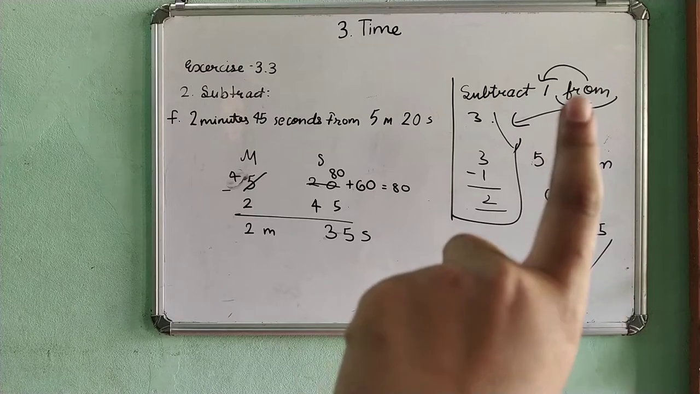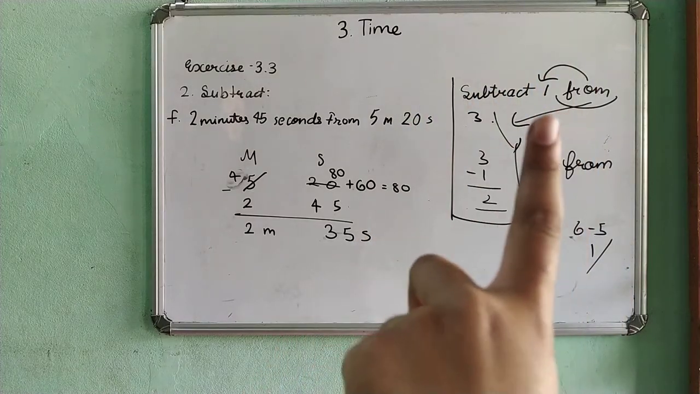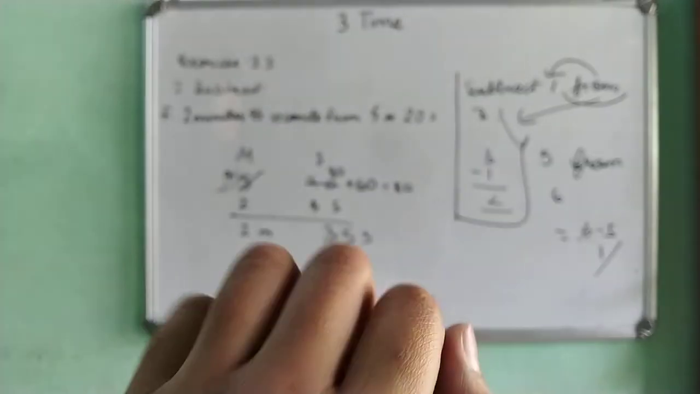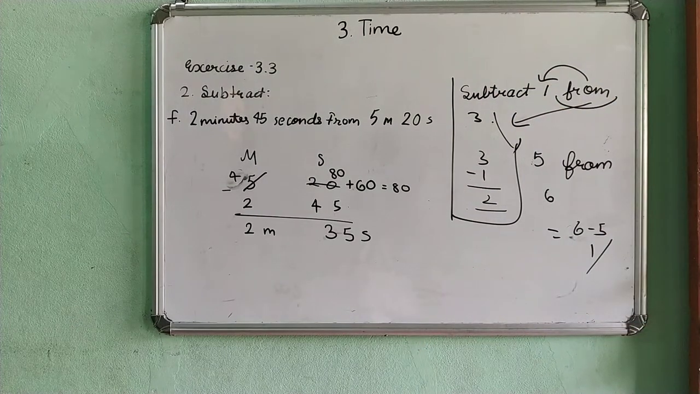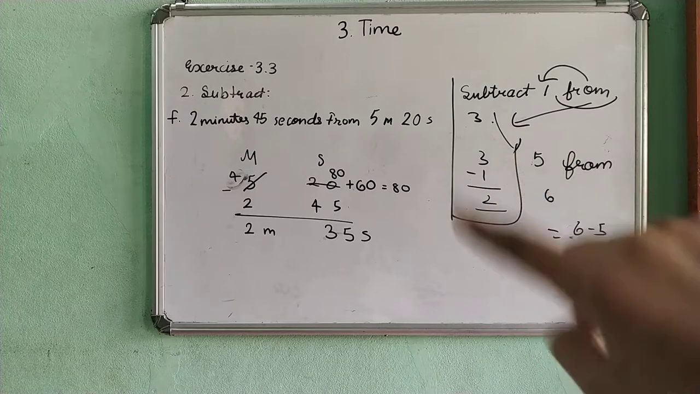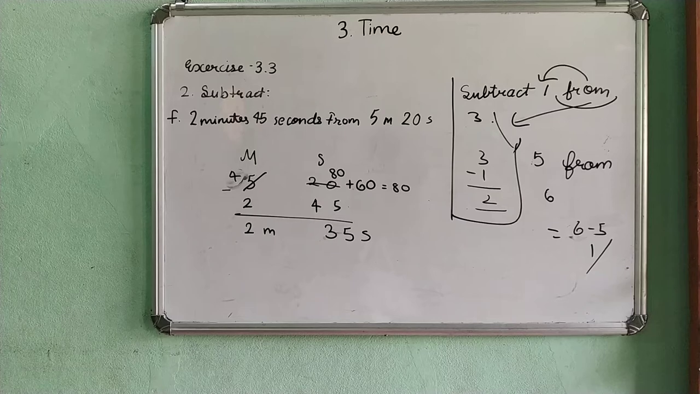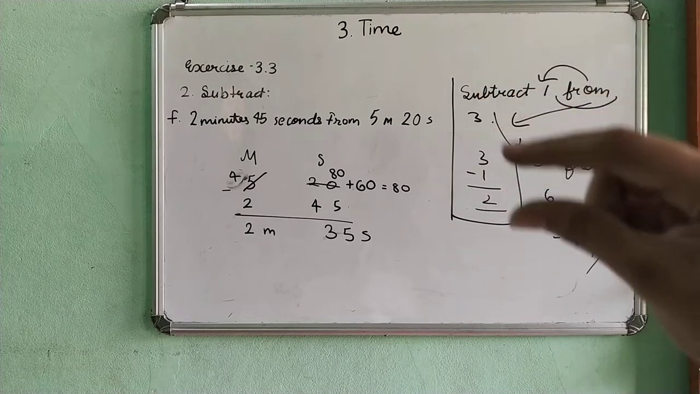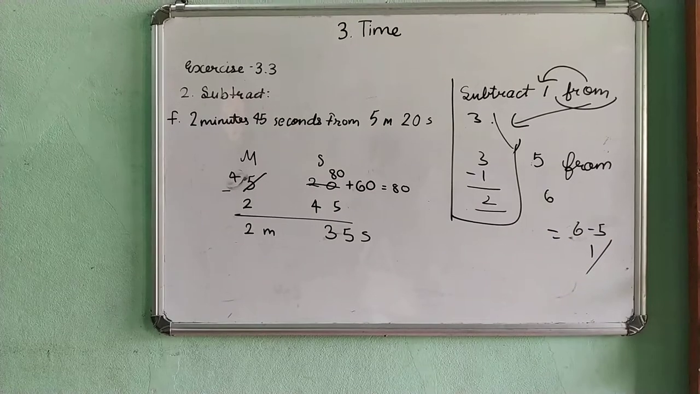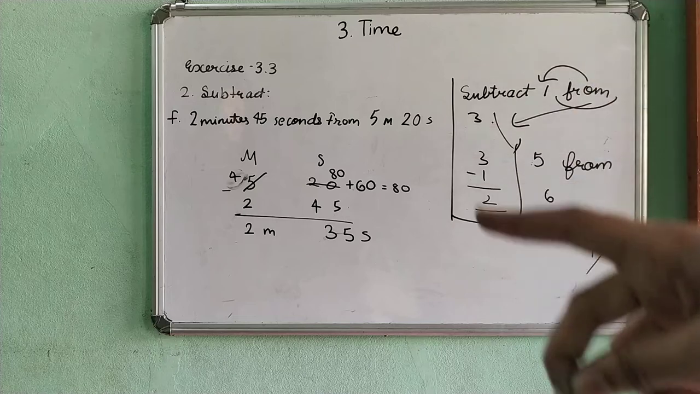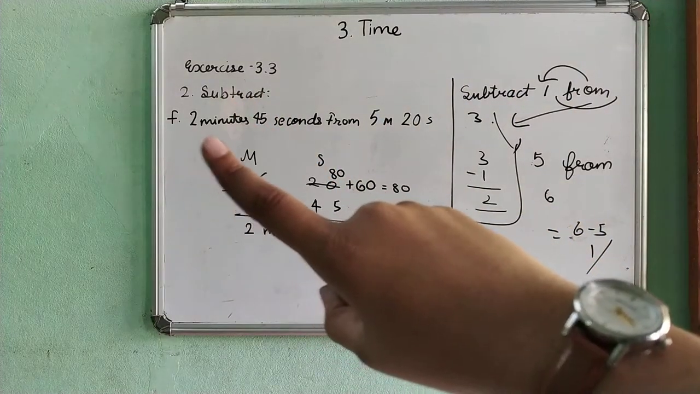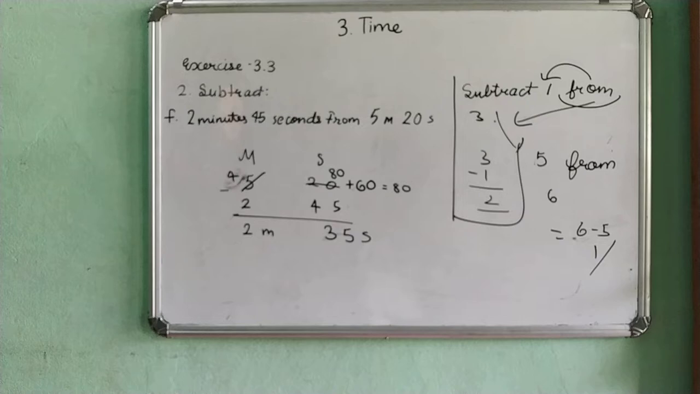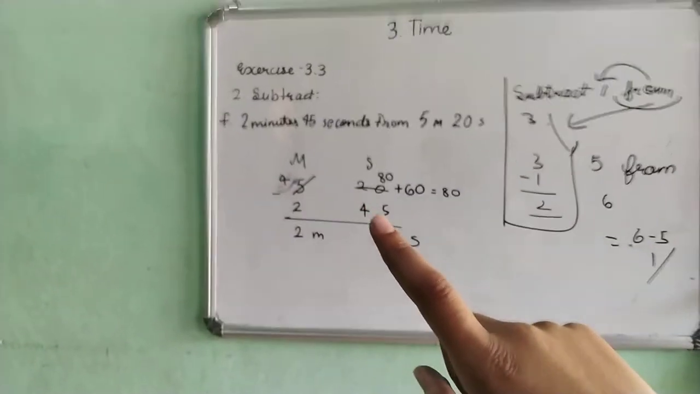See here, you are subtracting this number from this number, so the sum will be 3 minus 1, that is 2. And again, let's put 5 from 6, so it will be 6 minus 5, right? It means this 5 is subtracted from 6. See, "from" is repetitively coming in our conversation whenever I'm trying to explain. So that is the usage. Now let's see it for 2 minutes 45 seconds from 5 minutes 20 seconds, right?